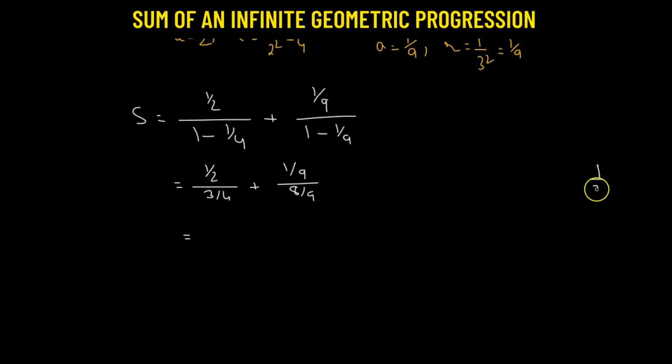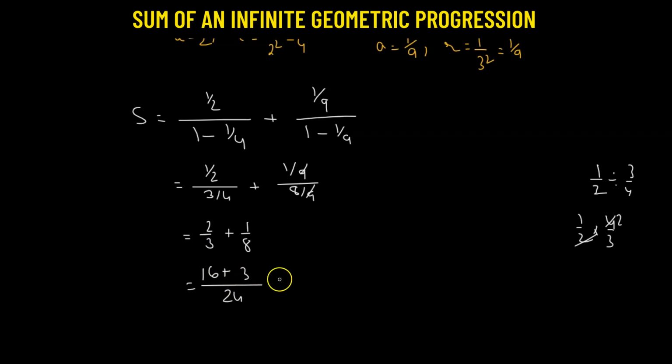So let's further simplify. We have half divided by 3 over 4, so we have half multiplied by 4 over 3. So 2 times 2 is 4. This is going to give us 2 over 3, added to 1 over 9 times 9 over 8, and the 9 gets cancelled. So we have 1 over 8. So let's combine it. We have a common denominator of 24. We have 16 plus 3. So our final sum is going to be equal to 19 over 24.